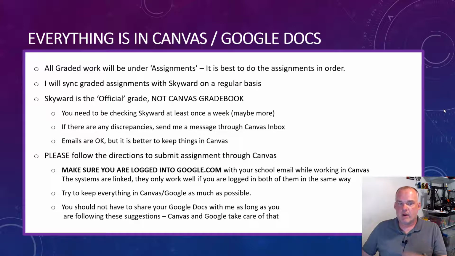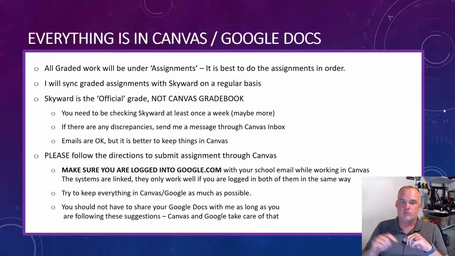Canvas does have a grade book, but I need to sync the gradebook assignments with Skyward, another partnership there. Canvas works with Skyward, so when I sync those grades, which I have to do manually, those grades move over to Skyward. Skyward is the official grade, not Canvas. Keep that in mind. There is a gradebook in Canvas, and you can check it to see what scores you got on assignments. Those are okay. But the final grade, if you want to know what that is, you have to go over to Skyward.